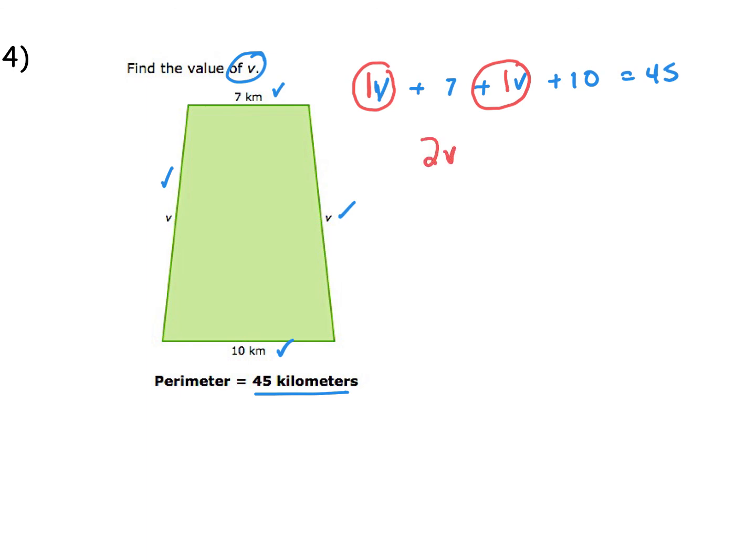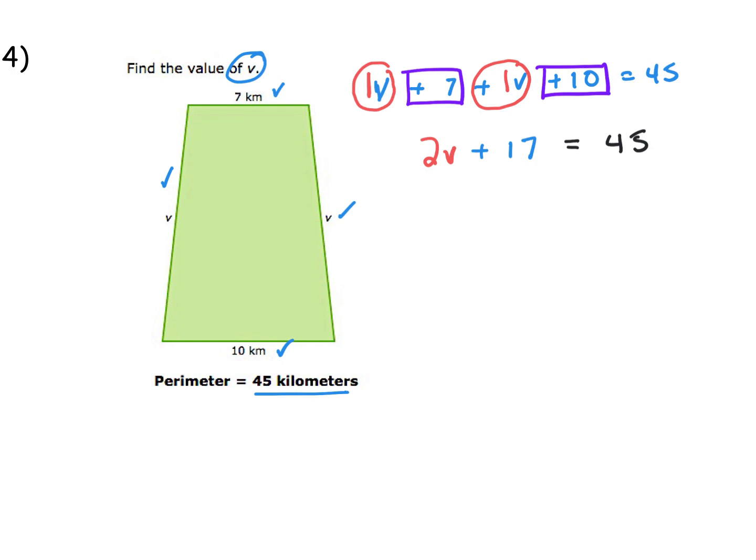And now I want to gather up my constants, numbers. The constants are numbers, so I'm going to gather those up. 7 plus 10 is going to give me positive, or plus, 17. And all together, that should equal 45. So now we're ready to solve.